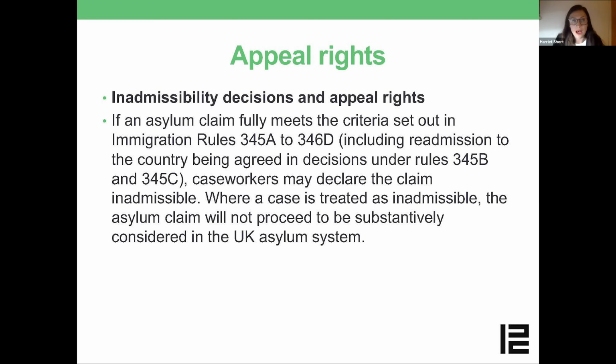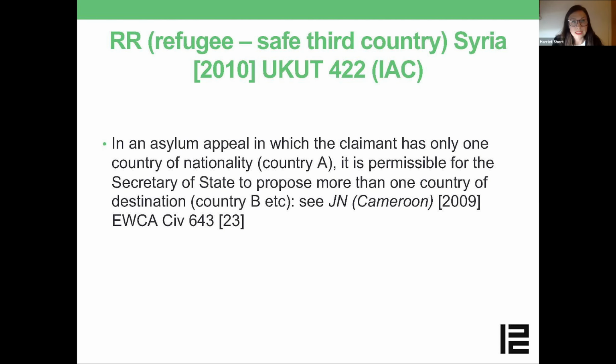This isn't new. If we move on to the next slide, there's a case called RR Syria, which dates from 2010. You might remember Mr. Heppel saying that we don't move to non-EU countries, but there is case law on this. In RR Syria, RR was a national of Syria married to a national of Algeria. They had 3 children. The Secretary of State made a decision to remove her from the United Kingdom and intended to remove her to either Syria or Algeria.